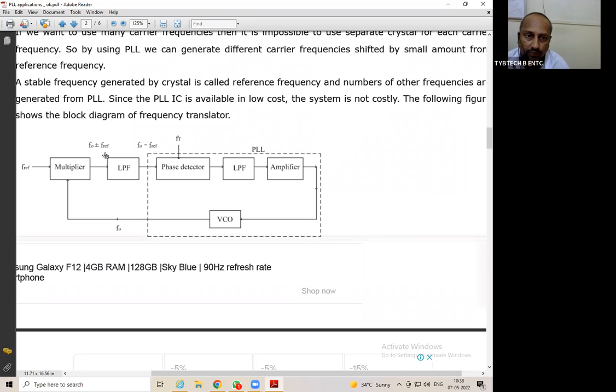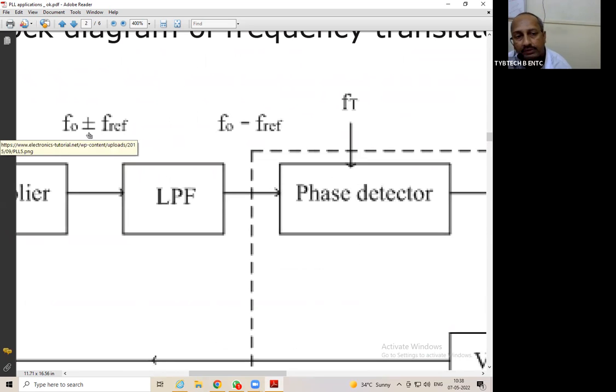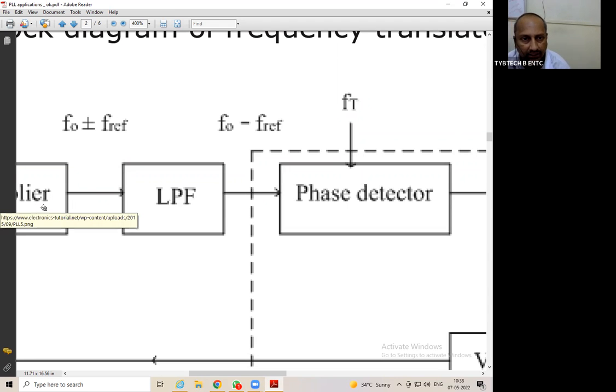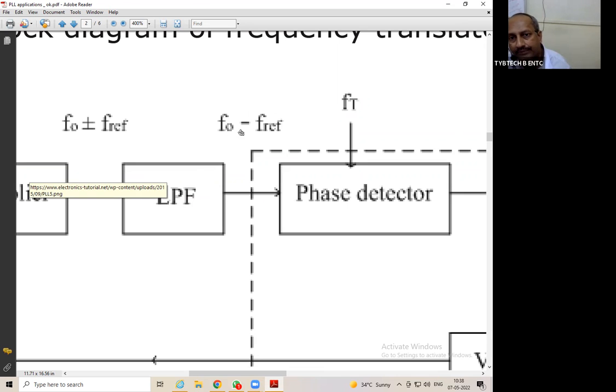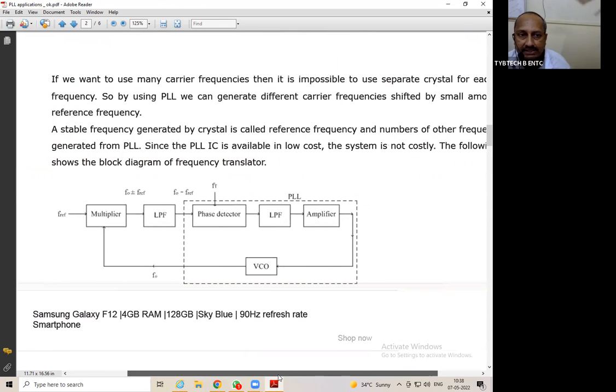So that will be the output of this particular block. If you zoom in, you will get K F0 plus or minus F reference, either the addition or the difference. It can also be the output of this multiplier, which we also call the mixer. When it is passed through this LPF, it cancels out the high frequency component and leaves the low frequency component, that is F0 minus F reference. This signal is passed to the PLL, so that we will get the respective frequency synthesized output.